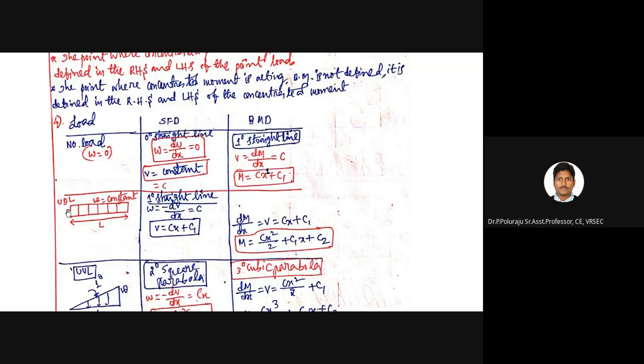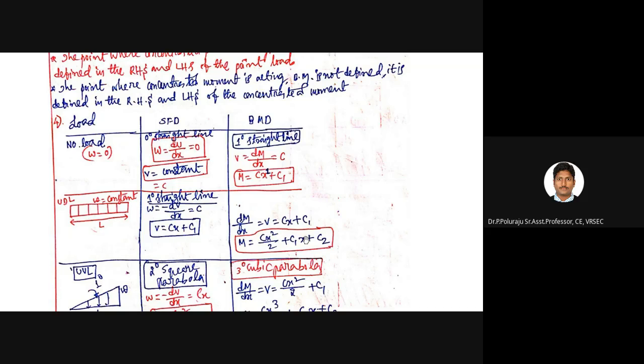Next, suppose you have a UDL. W is constant throughout the entire span. Your SFD itself is single degree, that means linear variation, a straight line. W equals to, because of downward, minus dV by dx equals to 0. Sorry, it's a constant actually. Then when you apply the integration here, what you will get? V equals to cx plus c1.